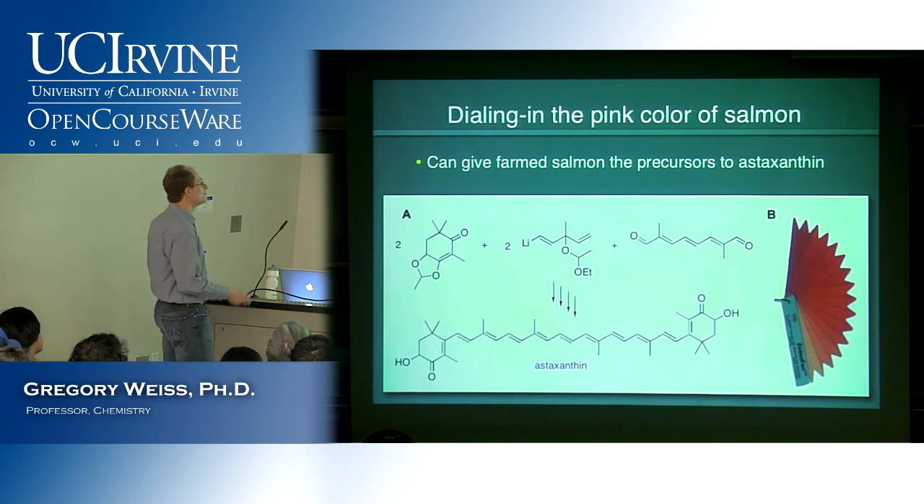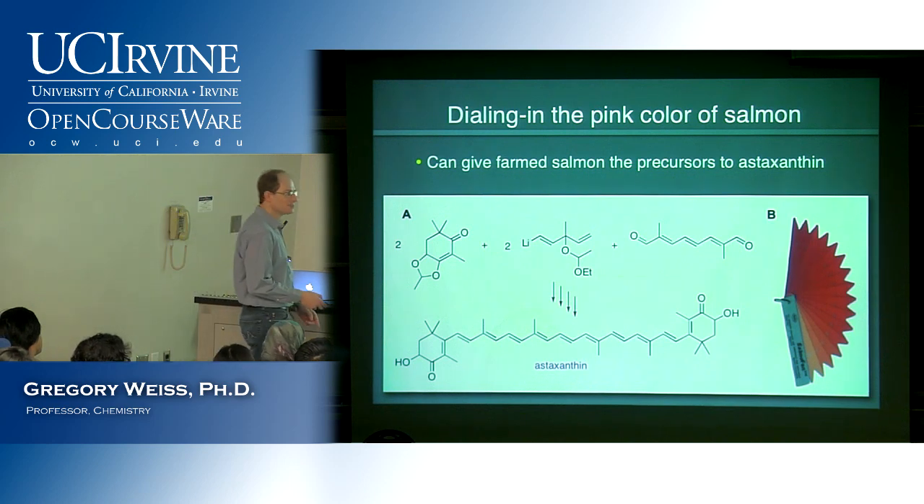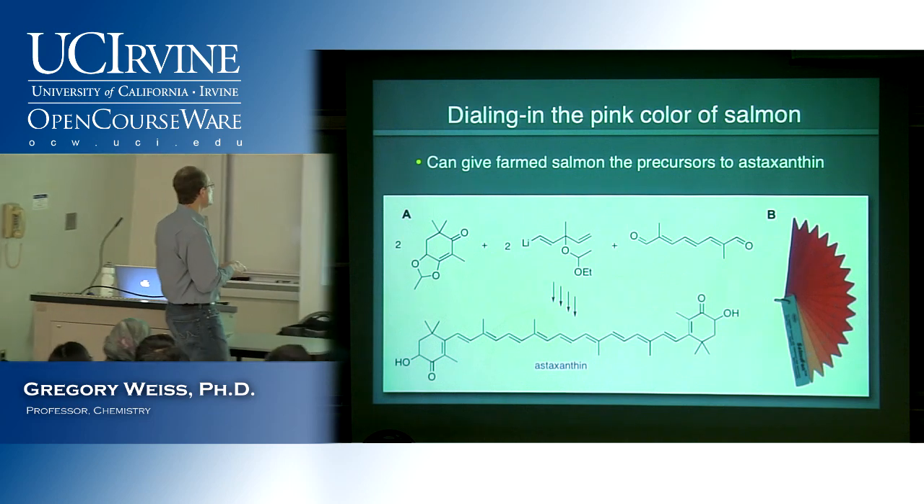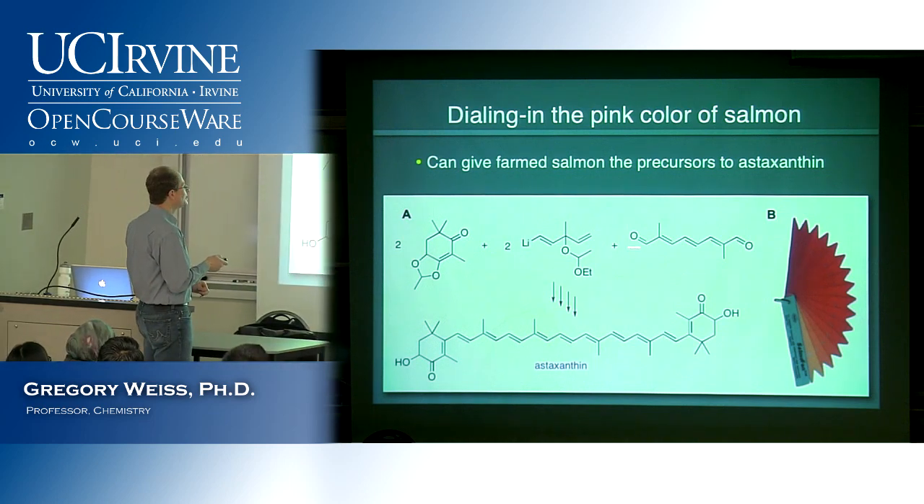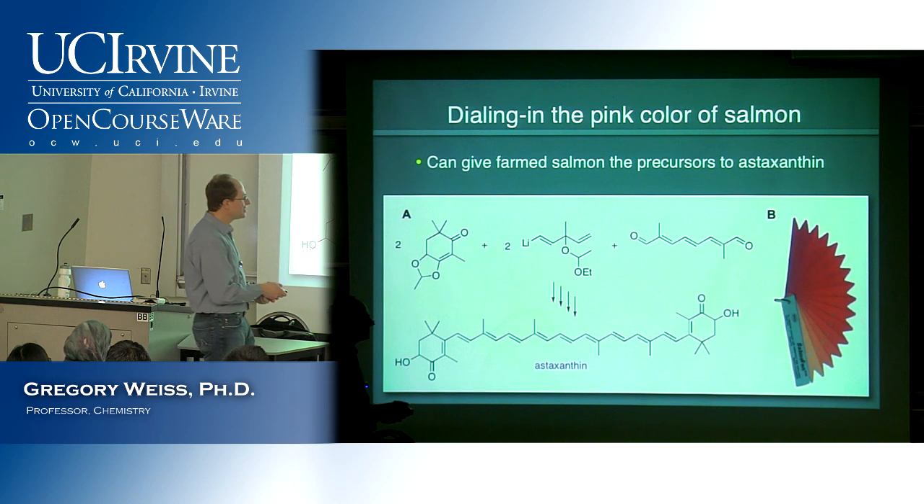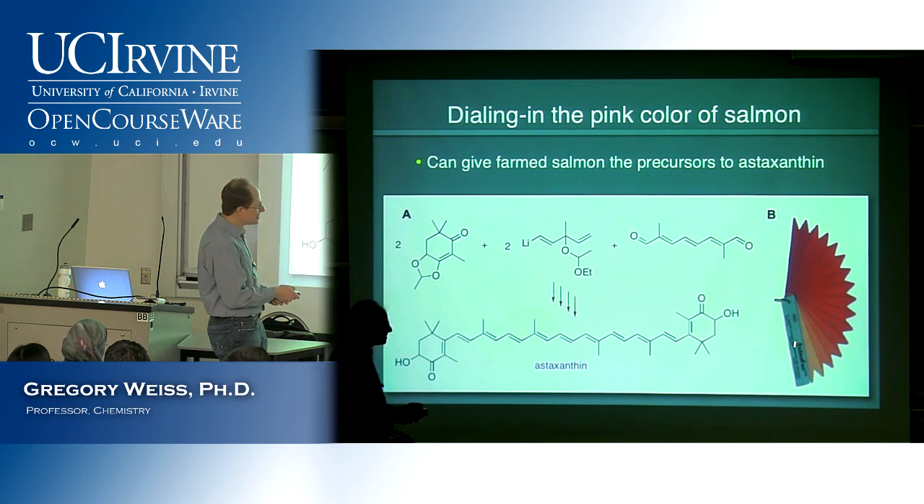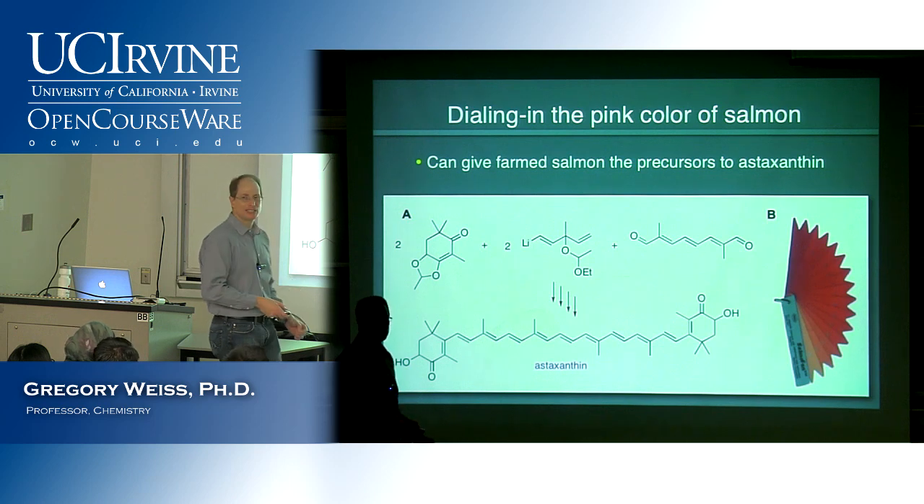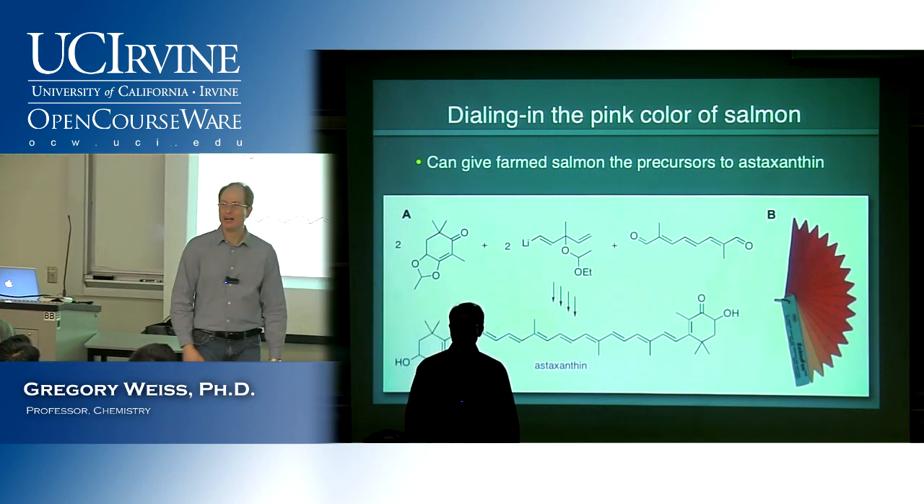It turns out that farmed salmon is farmed in a way to ensure that you can actually dial in the color of the salmon that results. And fish farmers do this by feeding the salmon these precursors to this astaxanthin pigment. So you can dial in exactly the color of salmon that is going to be most appealing to the market.